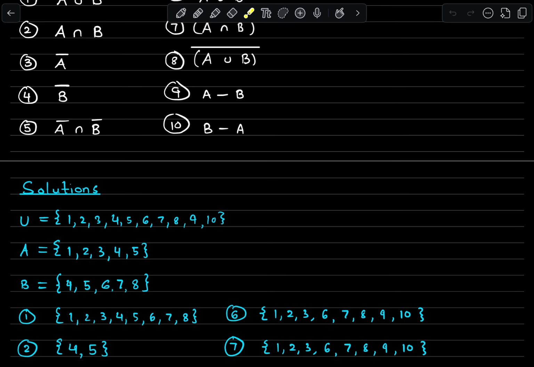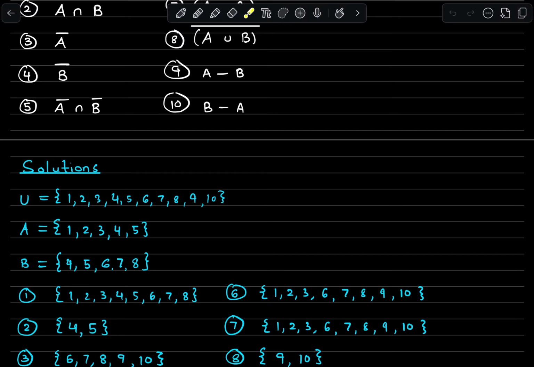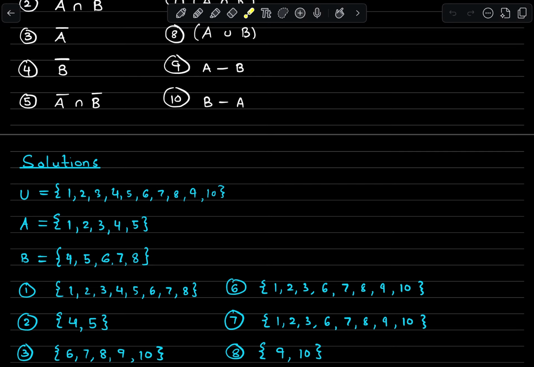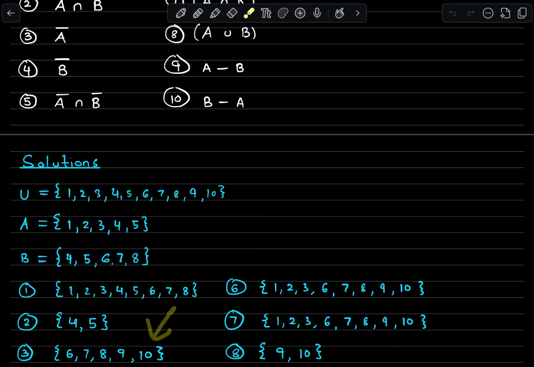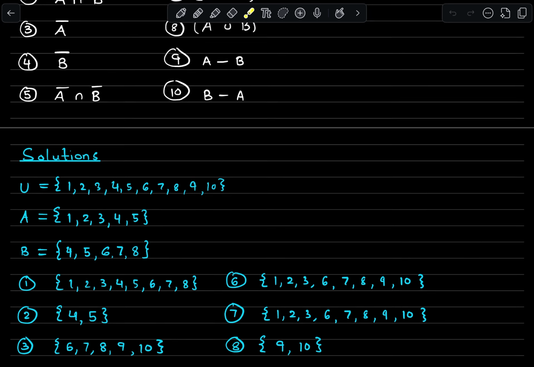Number 2 is A intersection B. Well, that's going to be just those overlapping elements, 4 and 5. Number 3, A complement. Well, it's going to be everything in the universe that is not in A. So A is the numbers 1 through 5. Well, A complement has got to be 6 through 10.